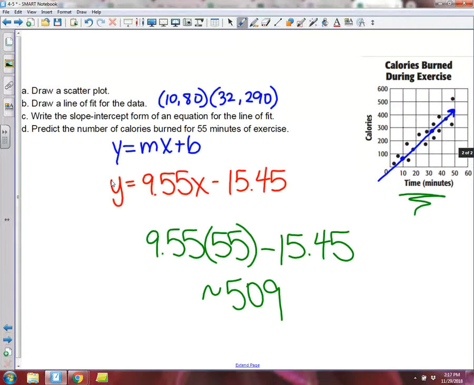Now, again, you should make sure your answer makes sense. 55 minutes would be like right here, correct? If I follow that up, does that look like it would be on that line at about 509? That's about 509, isn't it? So we must be pretty good. How we doing? Okay. I got one more for us down there.